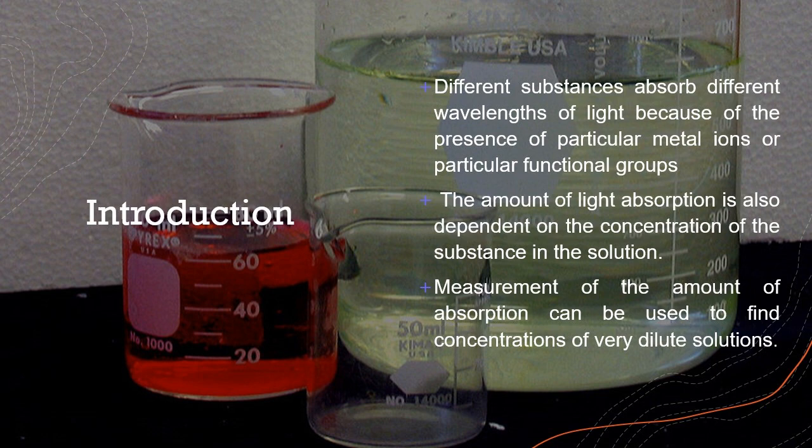Different substances absorb different wavelengths of light because of the presence of particular metal ions or particular functional groups. The amount of light absorption is also dependent on the concentration of the substance in the solution. Measurement of the amount of absorption can be used to find concentrations of very dilute solutions.